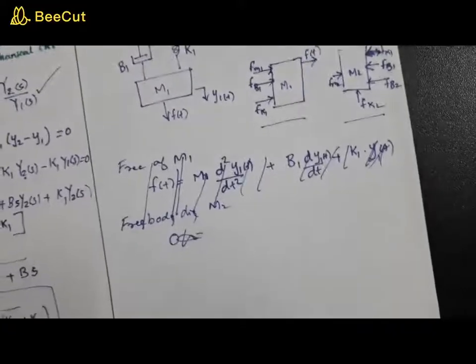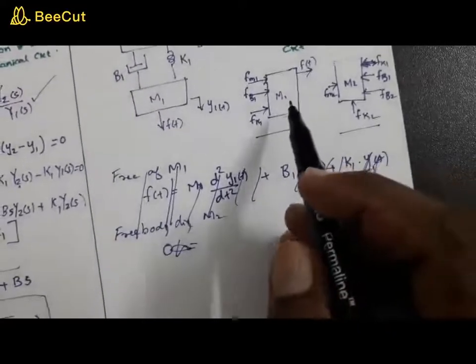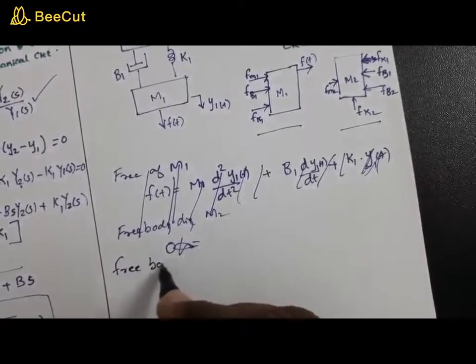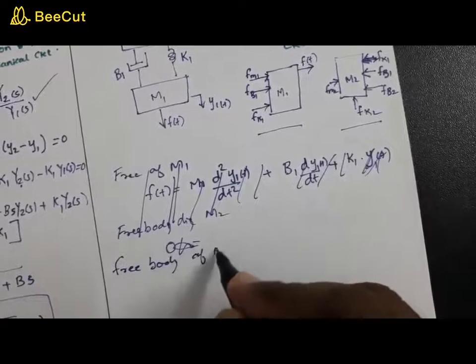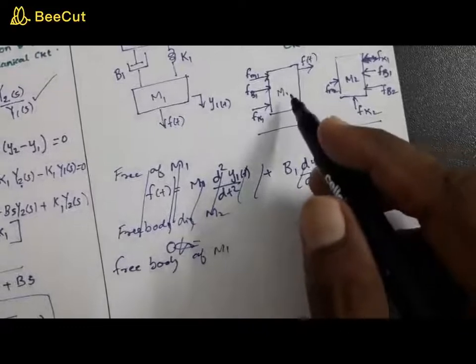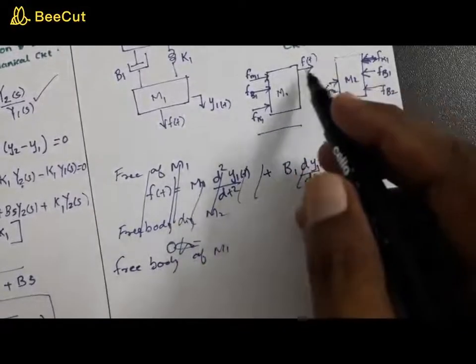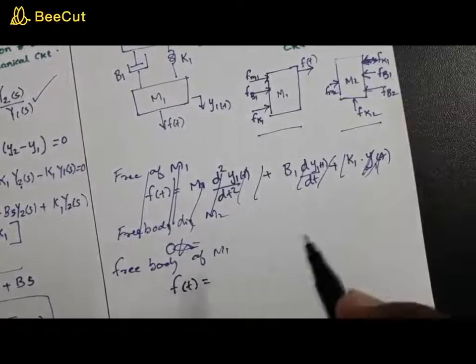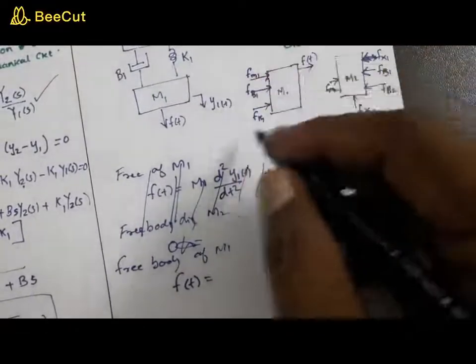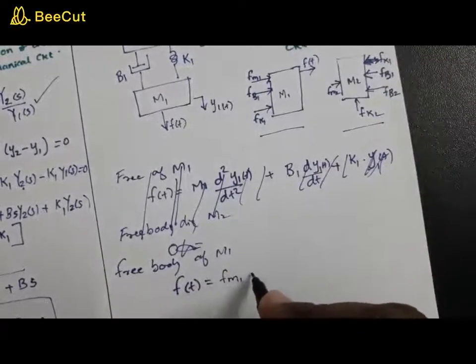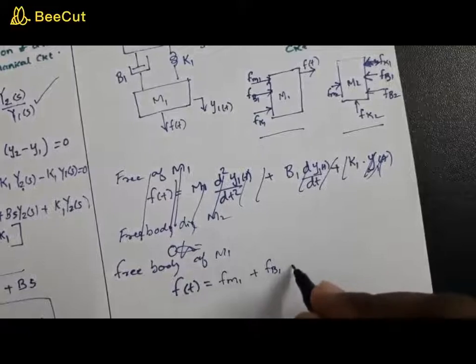So now the next objective is to frame up the equations based on the free body diagram. So consider the free body diagram of M1. You must be very careful in writing the equation. Considering the free body diagram of M1, you can see that there is only one external force. The external force, let us call that the LHS, left hand side, F of t, is equal to the sum of all other opposing forces, that is Fm1 plus Fb1 plus Fk1.